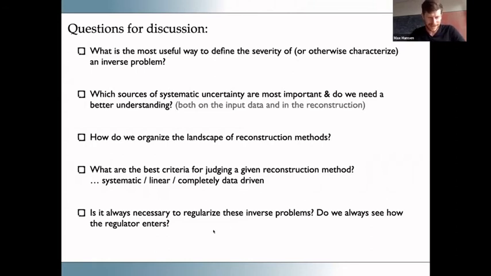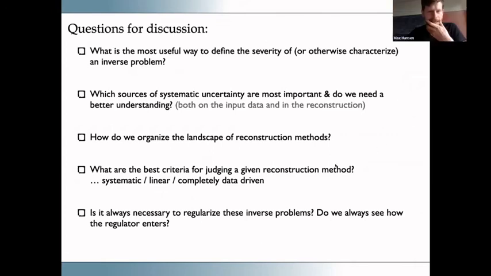And then finally, I wanted to touch on the issue we saw this morning. Is it always necessary to regularize the inverse problem in some way? And are we sometimes regularizing without realizing it? Or is the regulator sometimes hidden in some way? So I'll leave it there for now. Maybe let's jump in with this first question if anyone has a comment. Is there some knowledge out there about systematic ways of defining the severity of the inverse problem?